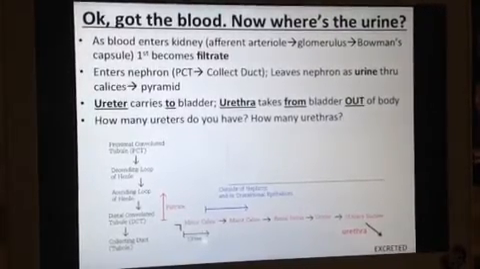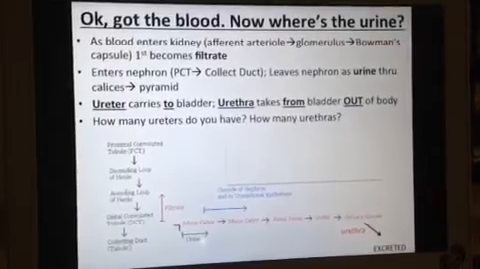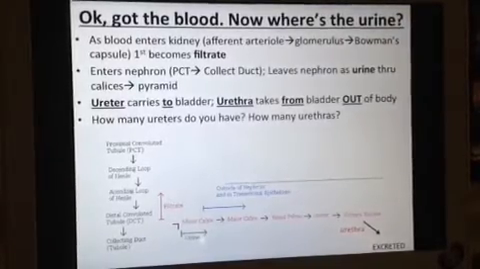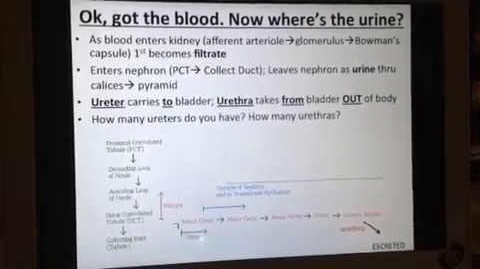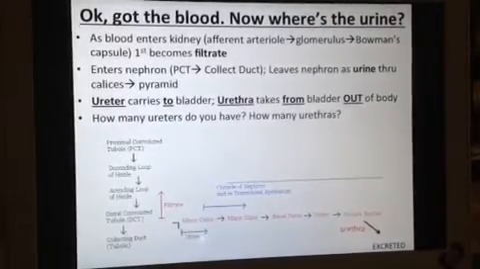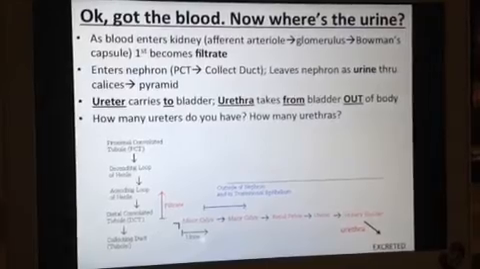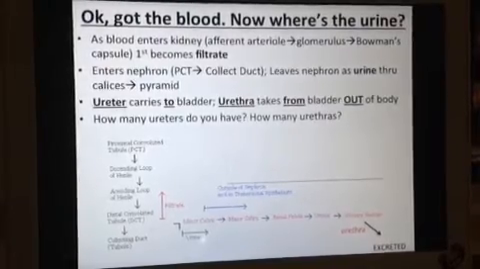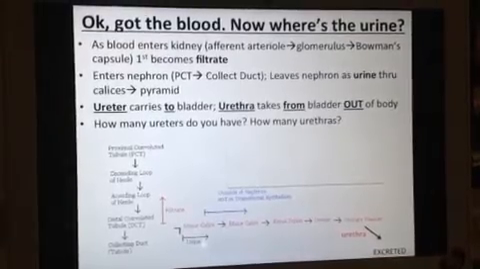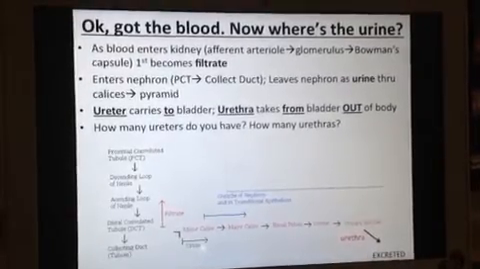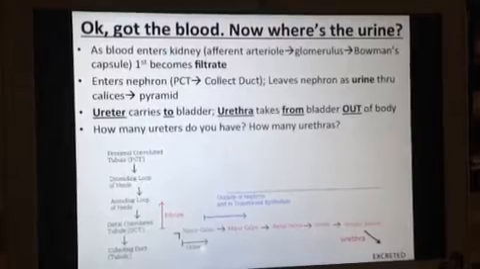It's then going to enter the nephron, and it's going to go through the nephron all the way from the PCT through to the collecting duct, and it's not until it leaves the nephron that it actually becomes termed urine. So once it's termed urine, it's going to go through the calyces and the pyramids, through the ureter, and the ureter carries it from the kidney to the bladder.